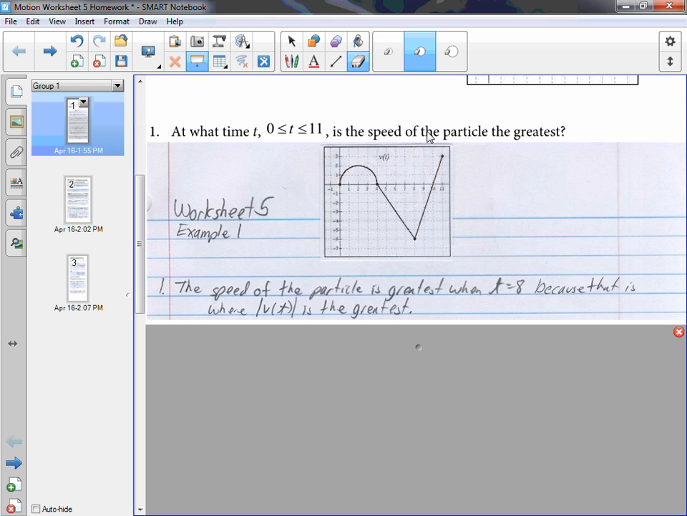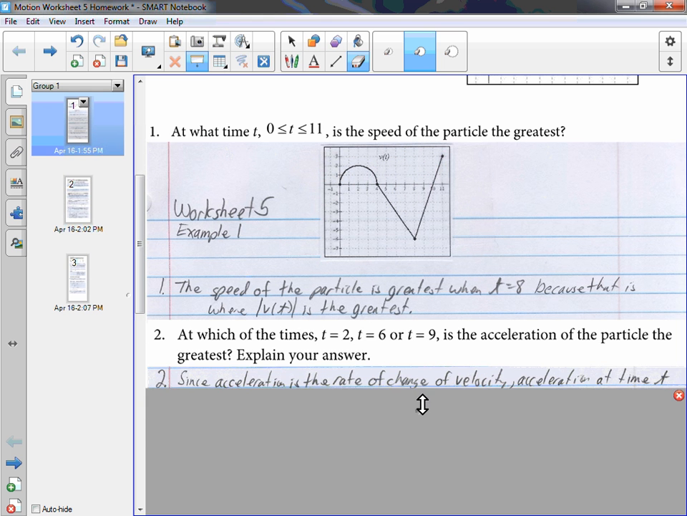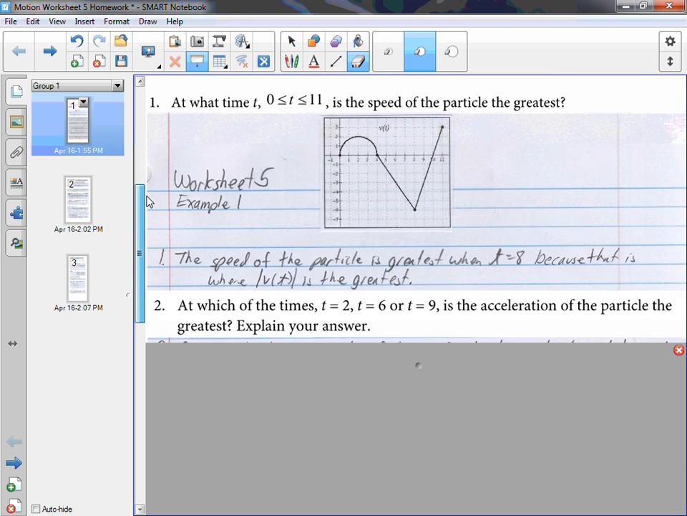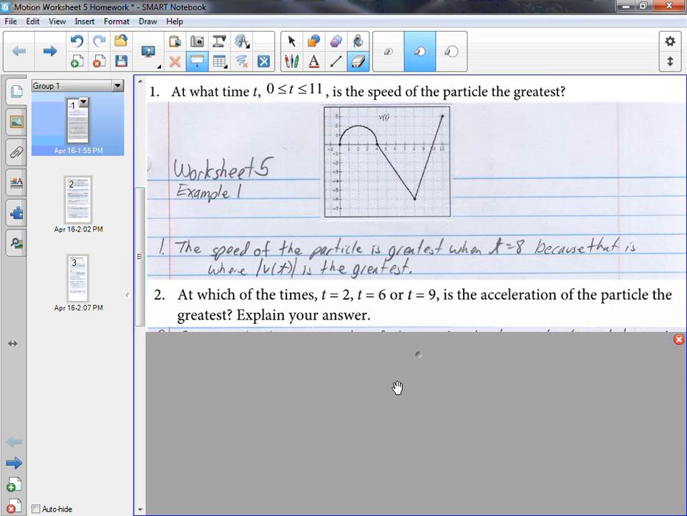All right. Number 2. At which of the times, t equals 2, t equals 6, or t equals 9, is the acceleration of the particle the greatest? The acceleration is the what of velocity? Its derivative, all right? And the derivative can be thought of as the rate of change. The velocity of the velocity doesn't really apply, though I guess acceleration could be defined that way, okay? I wouldn't. Or don't forget our original thing, slopes of tangent lines, okay?